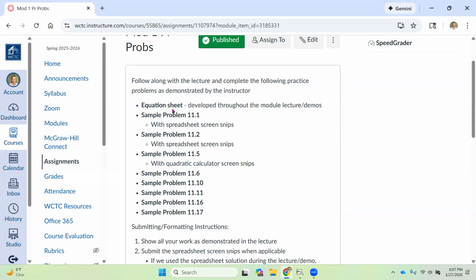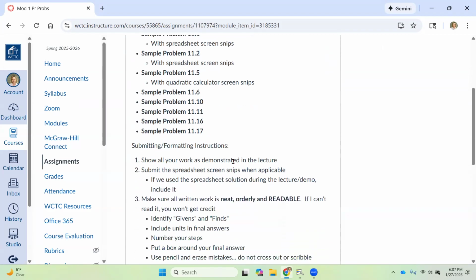Some sort of a developed equation sheet that you have. Just as a reminder, make sure everything is neat and readable. Double check your files before you upload them, because sometimes I get fuzzy ones and then I can't read them and I can't give you credit. So make sure that you take care of that stuff, that they're good files when you submit.